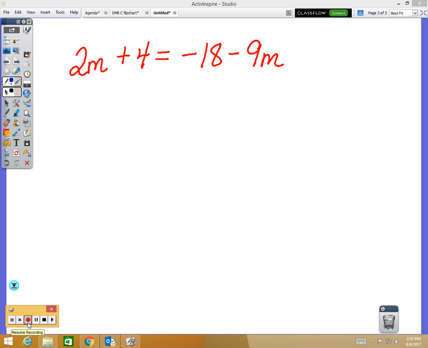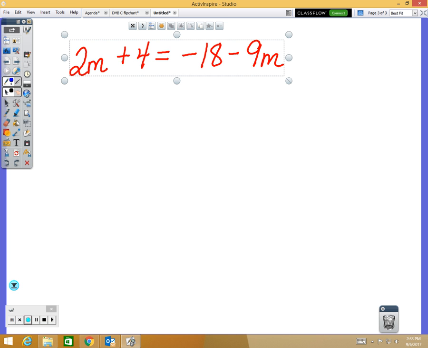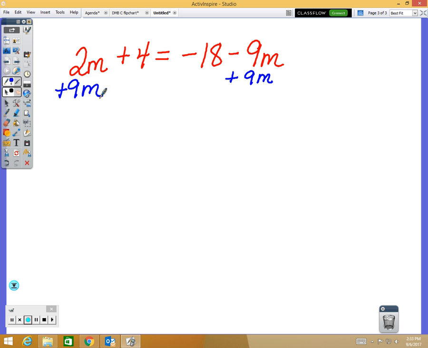So hopefully the first thing you did was saw that there was a minus sign or a negative sign, same difference, out in front of the 9. So we need to do the opposite. So plus 9m on each side, which is going to get added on to my 2m because those are like terms. So that's going to give me 11m plus 4 equals negative 18.